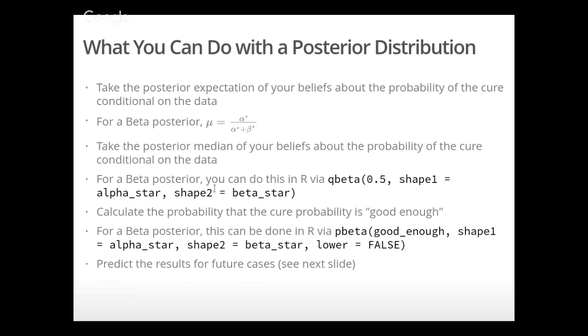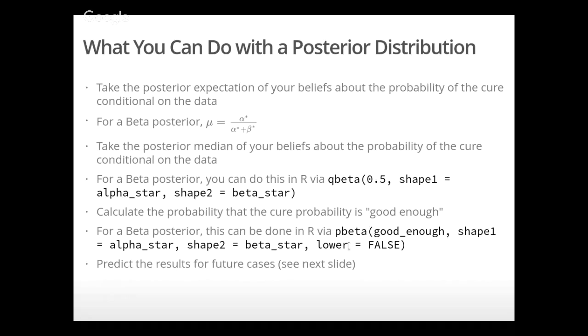Moreover, you could calculate the probability that the cure probability is good enough to move forward. So let's say, okay, if the probability of a cure is 0.6, that's good enough for us to approve it for wide use, or make more of it, or some important decision like that. To do that, you just have to evaluate 1 minus the CDF of a beta distribution with parameters alpha star and beta star. That can be done using the pbeta function.